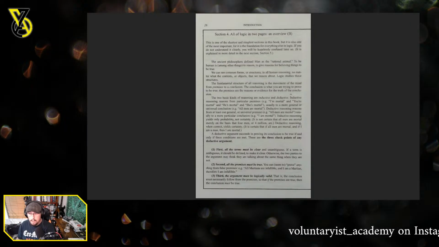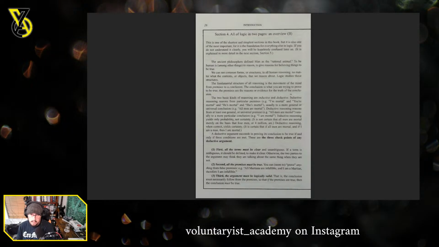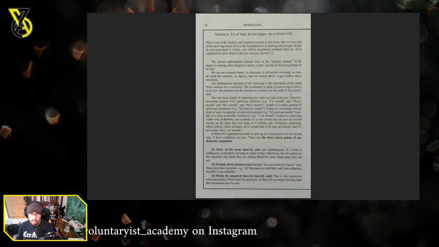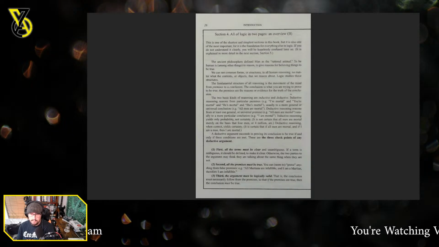Section 4. All of logic in 2 pages, an overview. This is one of the shortest and simplest sections in the book. And we're going to finish out tonight with this section, okay, for the stream. This is one of the shortest and simplest sections in this book, but it is also one of the most important, for it is the foundation for everything else in logic. If you do not understand it clearly, you will be hopelessly confused later on. It is explained in more detail in the next section, section 5.